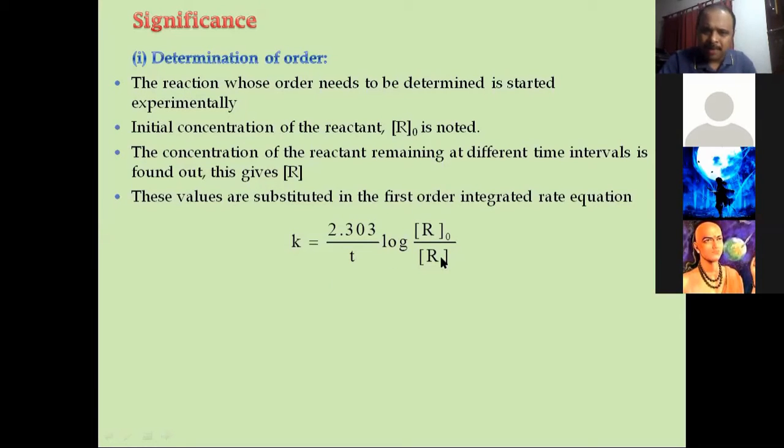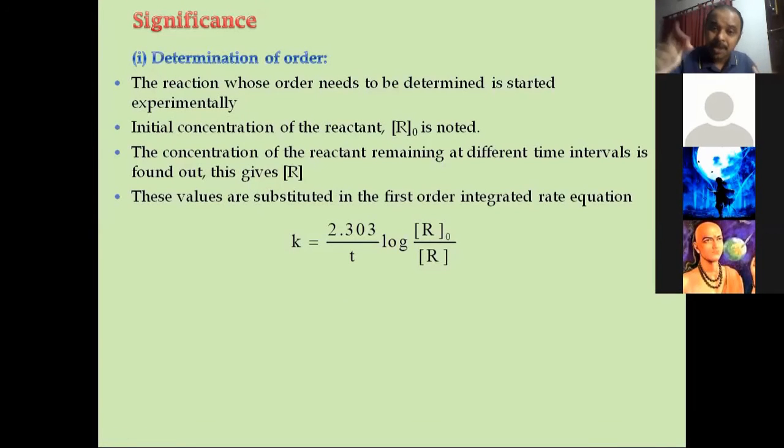We found out the remaining concentration at different time intervals. We calculated the K value at different time intervals, say 5 minutes, 10 minutes, 15 minutes, 20 minutes, 25 minutes, giving the respective K values, K5, K10, K15, and so on. And we compare the K values now.